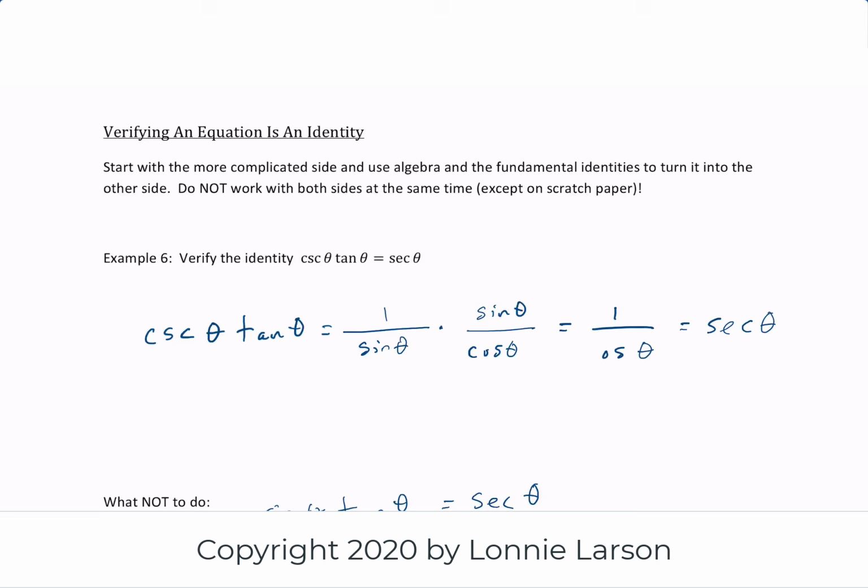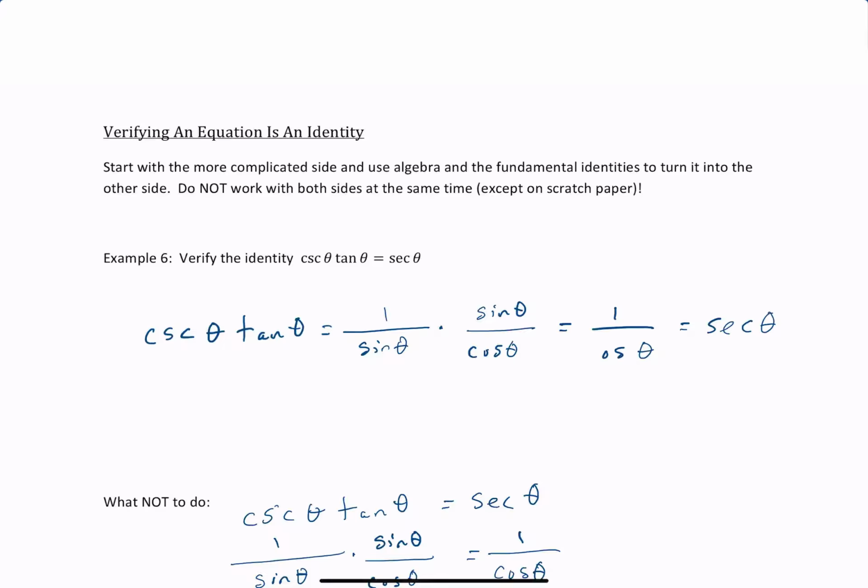There are a lot of identities other than the fundamental identities. We won't be memorizing all of these, but we do need to learn to verify them, in other words, to prove that they are true. The technique you'll use is to start with the more complicated side and use algebra and the fundamental identities to turn it into the other side. Do not work with both sides at the same time, except on scratch paper.